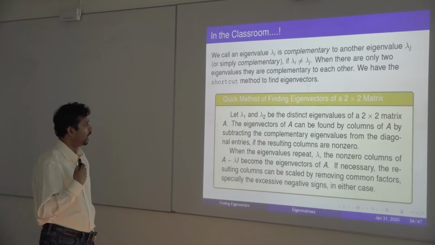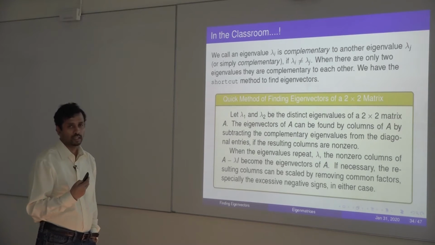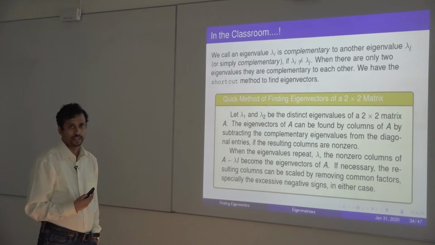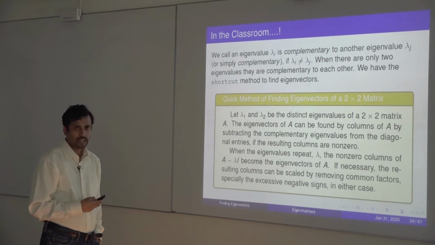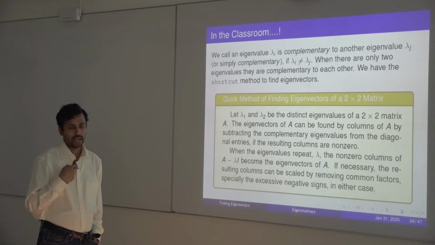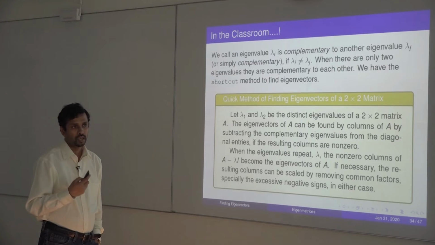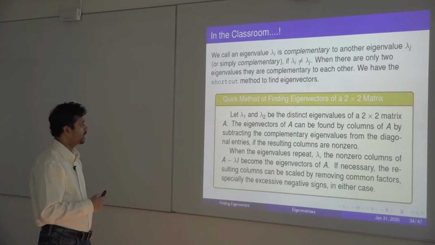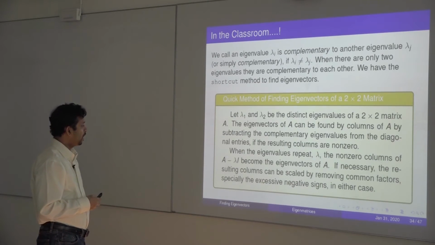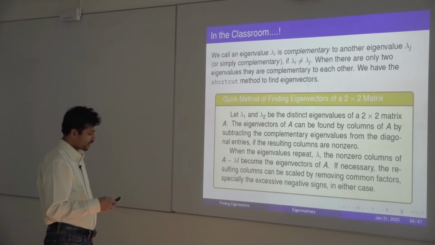So after you get the distinct eigenvalues, you can simplify the eigenvectors just by subtracting the other eigenvalue from the diagonal entry. And it doesn't matter which column you pick, you can pick any column, but remember to subtract from the corresponding diagonal entry. Okay, so that's for 2 by 2.